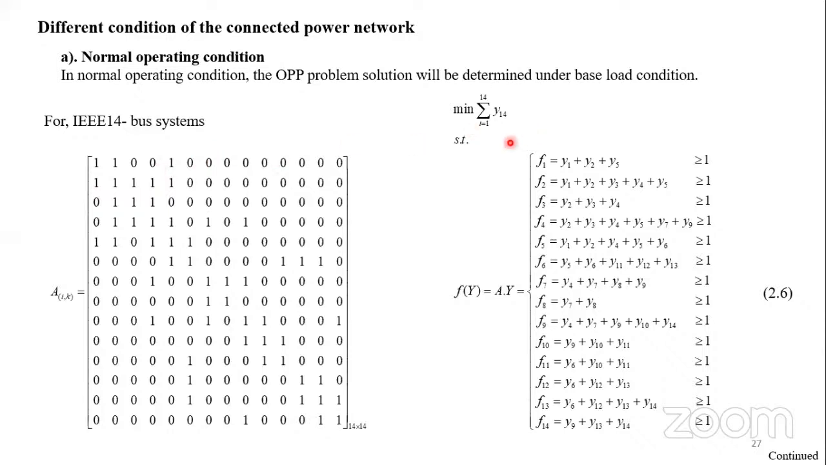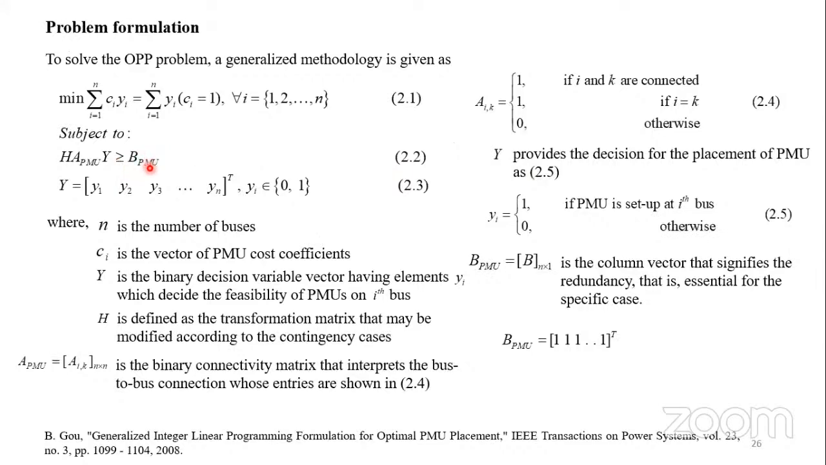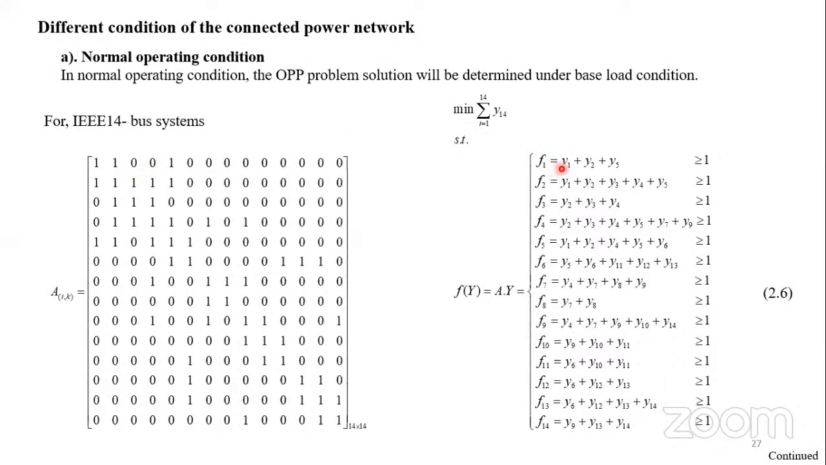Now, let's take an example. Again, we have taken a 14 bus system here. If we talk about the constraints, it will form 14 equations according to this condition. So f1 equals y1 plus y2 plus y5, where the other terms are 0. Similarly, for bus number 2, the function is y1 plus y2 plus y3 plus y4 plus y5. And f3 is y2 plus y3 plus y4, and all the other buses are 0. And so on and so forth.